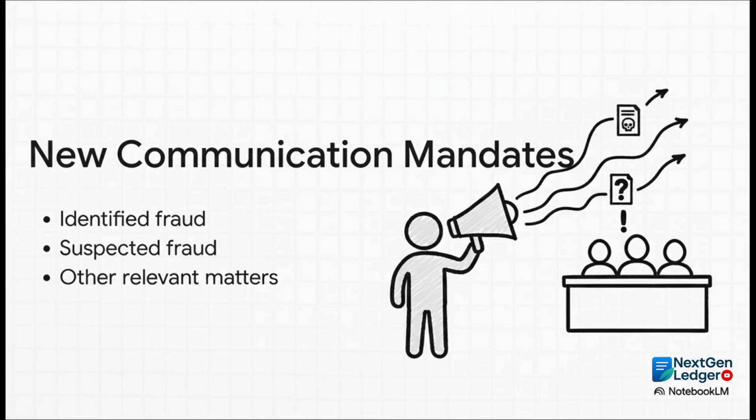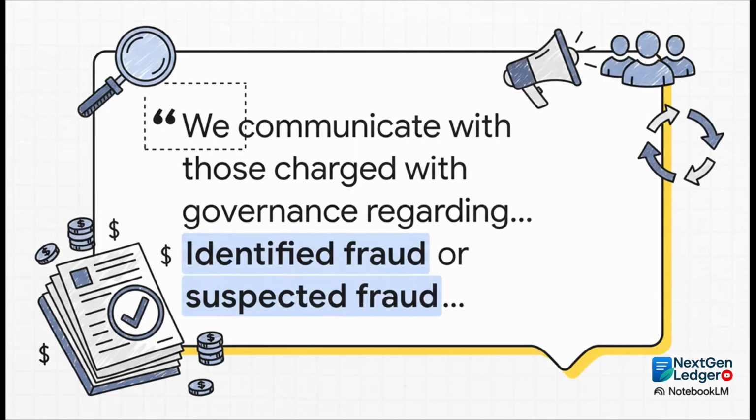And look at this. The old ambiguity is gone. Auditors now have a clear mandate to report not just fraud they've actually found, but also suspected fraud, and pretty much anything else they think is relevant. They have to tell the people at the very top of the organization, the board, the audit committee, what's going on. Now, this is probably the biggest change for the public. For you and me, this exact phrase, or something really close to it, is now part of the standard auditor's report that's published for everyone to see. It makes the auditor's role on fraud completely transparent to all stakeholders.